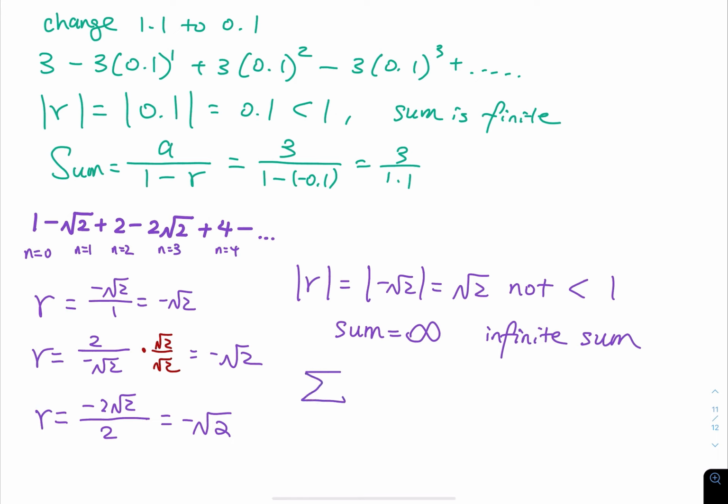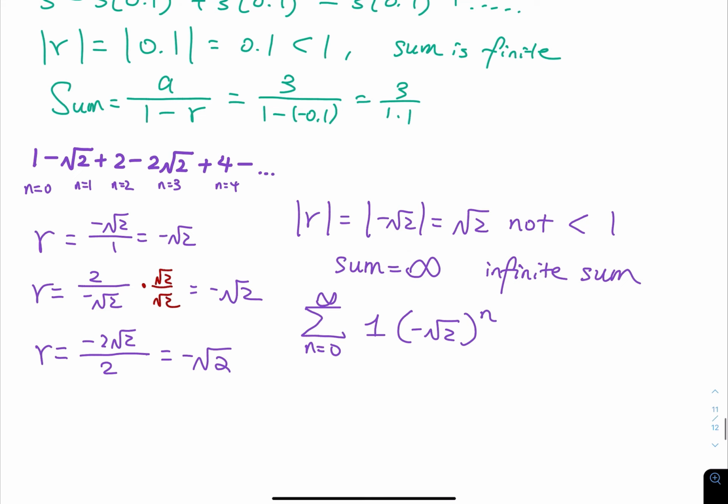So you can do sigma, n goes from 0 to infinity. What is not changing? I would just say the 1 is not changing. And then the rest, negative root 2 raised to the n. So let's see. When n is equal to 0, you have a 1. When n is equal to 1, you have 1 times negative root 2. When n is equal to 2, the square root is gone, but this one is positive, so you have a positive 2. Okay, so that looks right to me.